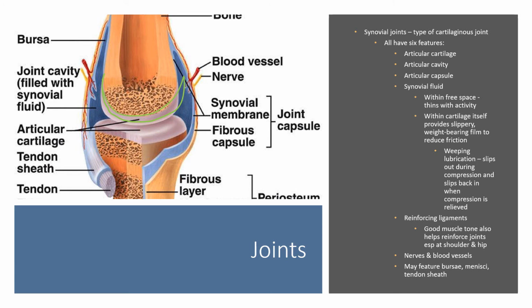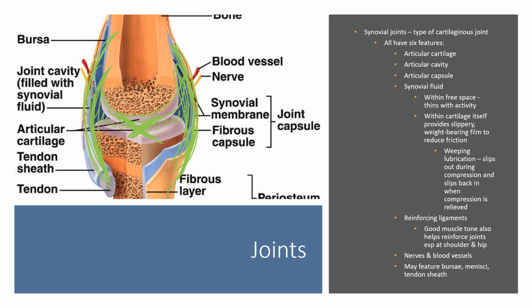An articular cavity in the middle space that's filled with synovial fluid. An articular capsule that holds all that fluid in around the whole joint. Okay? You have extra reinforcing ligaments, so like in your knee, that's like the ACL, PCL. You've got lateral and medial collateral ligaments. Okay? Nerves and blood vessels, just like just about everything.